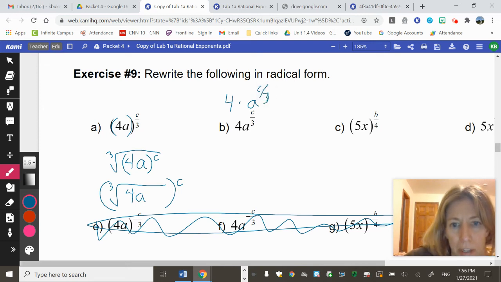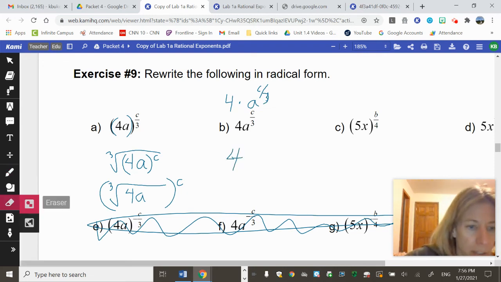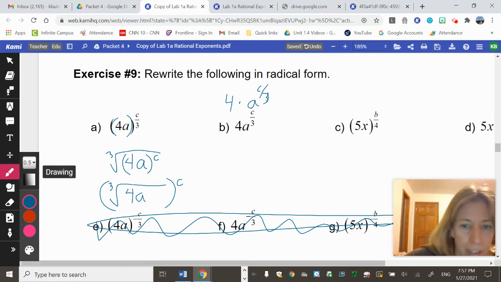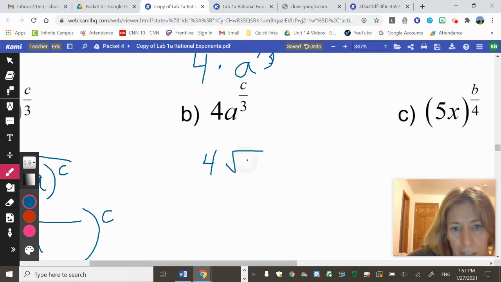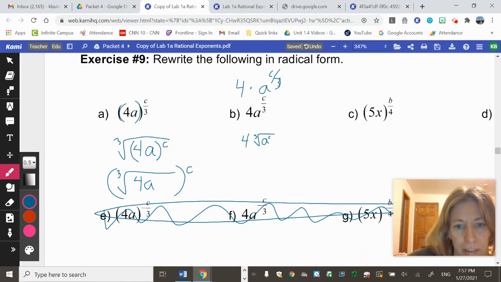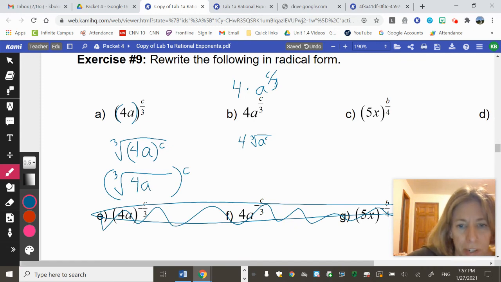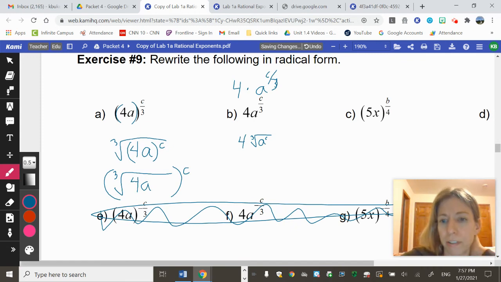So this one would be 4, and then we'd only do the A. A would be the radicand of our radical. So we have 4, and then A, the power is C, and the root is 3. So those are different, okay? Based on the parentheses, you're going to get different answers, so just be careful with that.